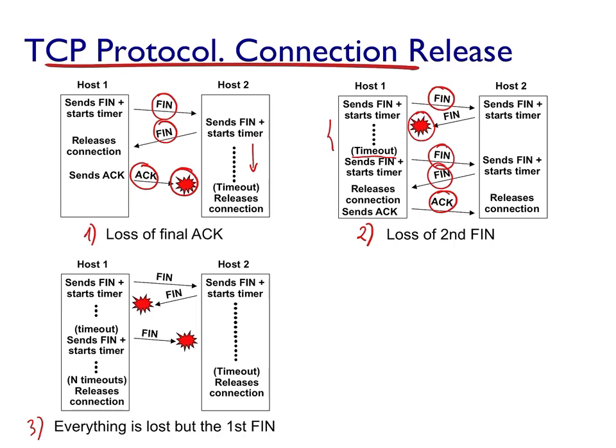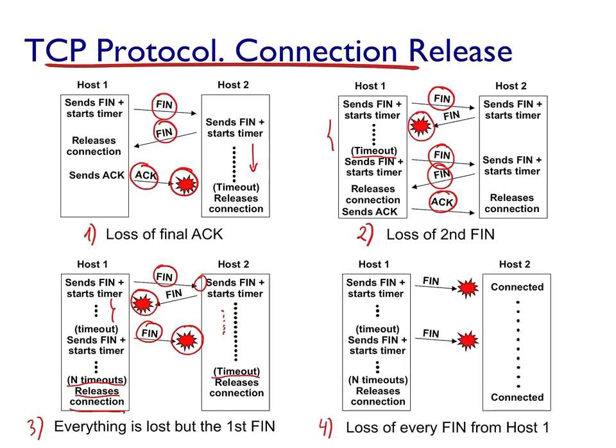The third one, everything is lost but the first FIN. Host 1 sends the FIN, the second is lost, the third is lost, the timer expires, FIN again, end timeout, release connection. And then host 2 receives the first FIN and anything else. So after a timeout, the connection is also released.